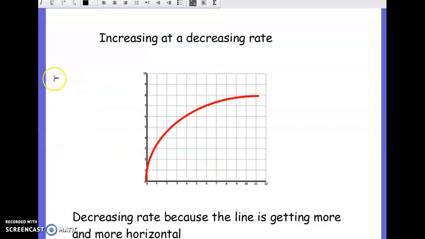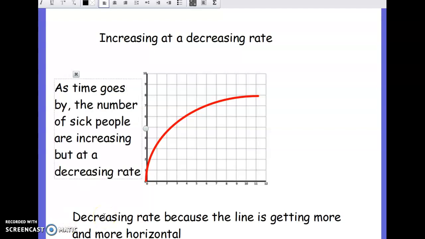Okay, how about this one? As time goes by, what can you think of? So here we're looking at a little bit better of a scenario. As time goes by, the number of sick people are increasing, but at a decreasing rate. So this is something that we would like to see in our current situation.